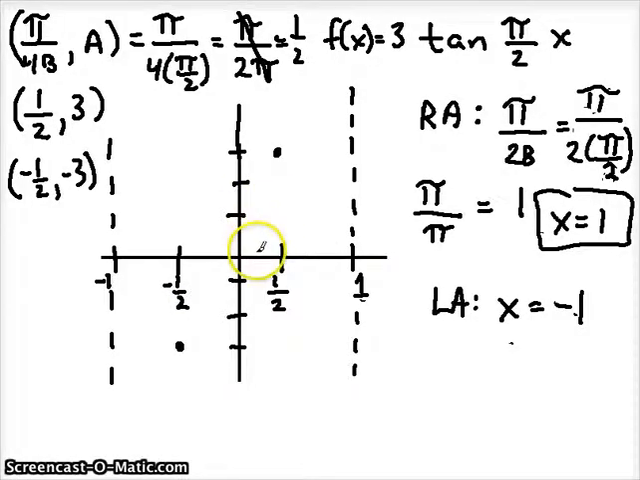We know that the x-intercept is always going to be right in the middle of our asymptotes, and so in between negative 1 and 1 is 0. So right there is the midpoint.